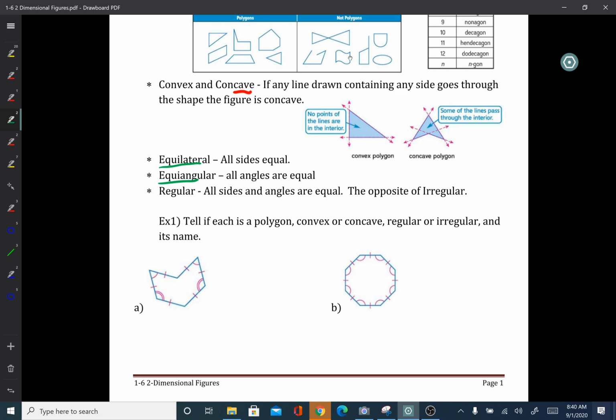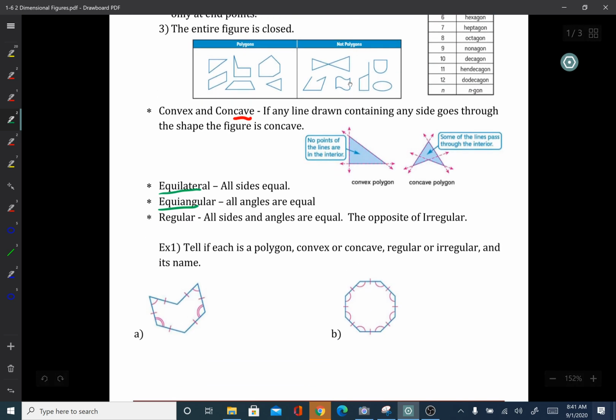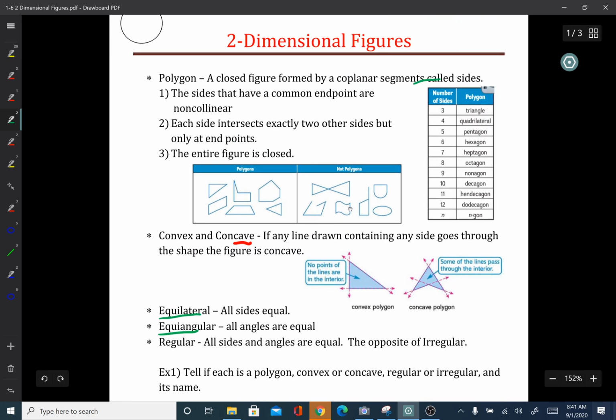And then the last, so a lot of vocabulary, let's summarize it. Polygons, closed, straight-sided figures. Convex, concave: if sides cut through the shape, they're concave. Convex do not. Equilateral, all the sides are equal. Equiangular, all the angles are equal. And then you've got regular shapes. We also need to look at these right here. I was able to snip these for you.